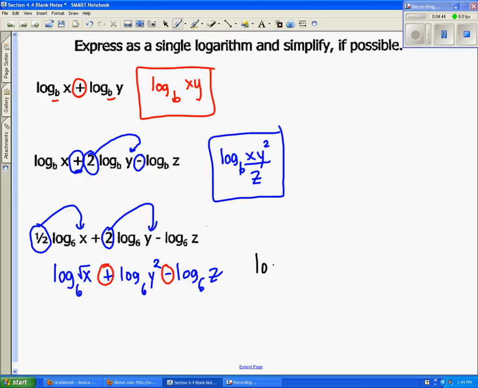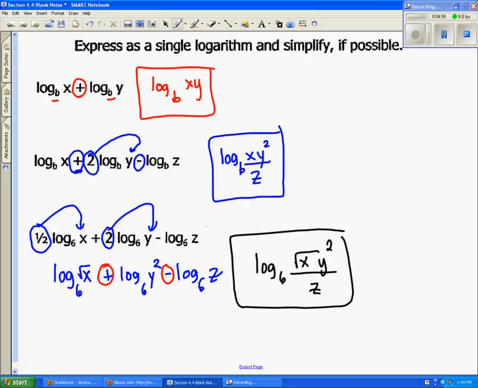So overall I get log base 6 of, I'm going to use the square root of x times y squared, all over z. So be able to use these properties forward and backwards from logarithms and then simplifying and vice versa.